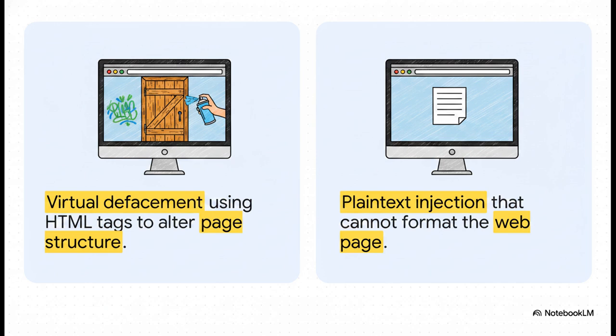Now, on the flip side, content spoofing is a bit more restricted. It's essentially just plain text injection. In this scenario, the server actually strips out or escapes the HTML tags, so the attacker can't format the page or build those fake forms. But they can still inject plain text messages to manipulate and trick unsuspecting users.